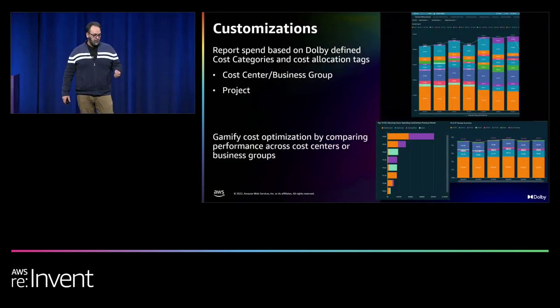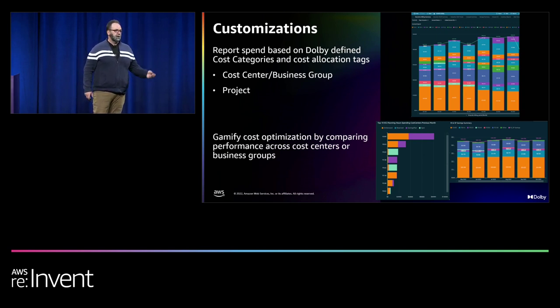In addition, we really like the ability to bring in all our custom-defined cost allocation tags and cost categories that I mentioned before. We were able to bring those all into the dashboard and build custom reports based on spending by specific tags, which is something that a lot of our teams really care about.